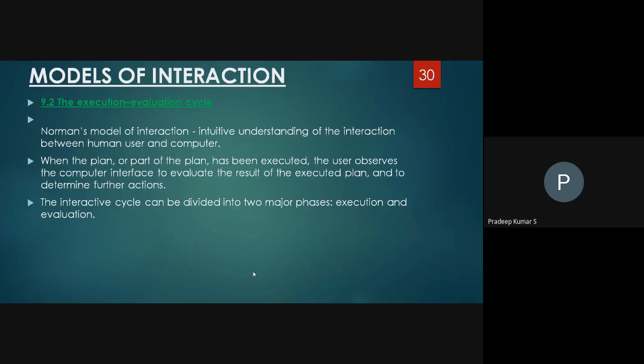Next, we discussed the execution-evaluation cycle, which is the normal model of interaction. I told the difference between execution and evaluation. In execution, as per the constraints and conditions, we are doing the work. Whether the work has successfully reached the criteria, where the criteria refer to satisfaction, that is the full execution.